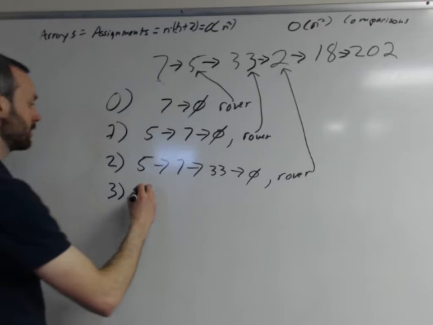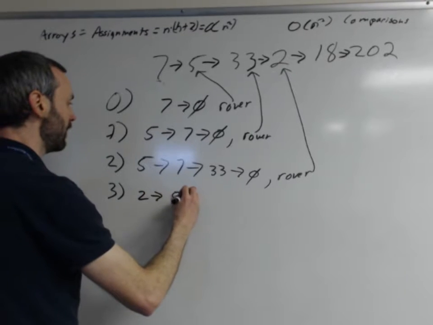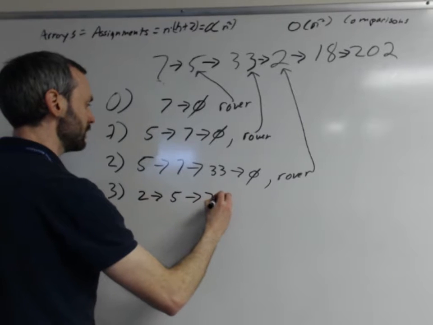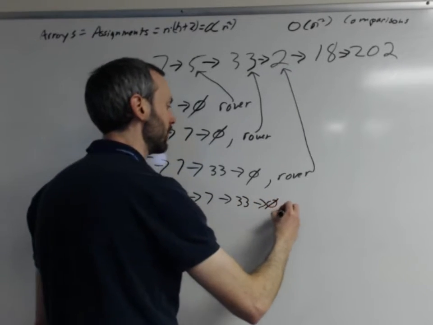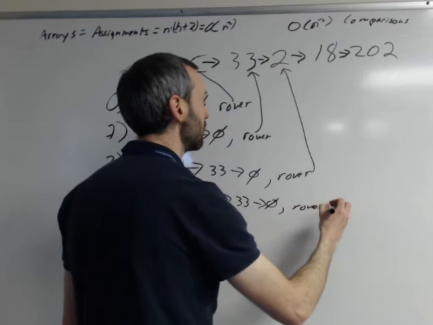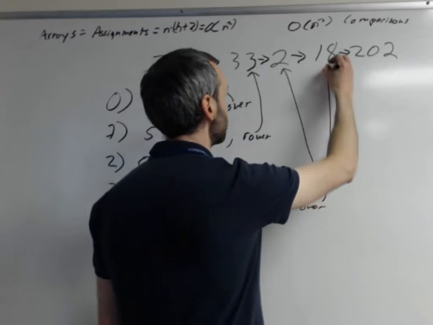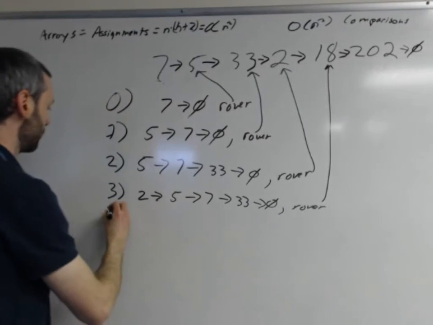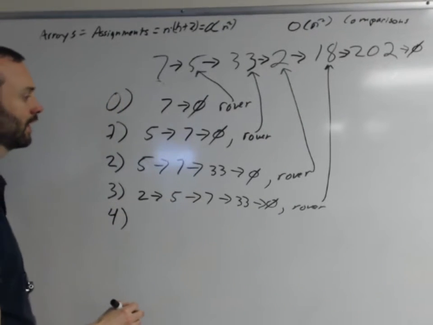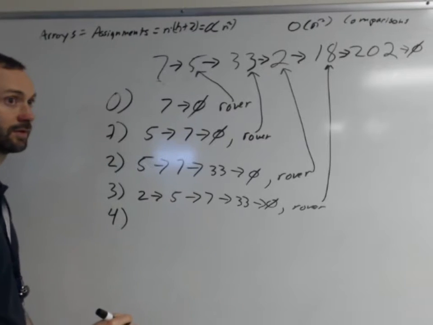Where's it going now? The head. All right, so we got 2, arrow 5, 7, 33, and then rover is what? 18. Let me put my little null at the end of here. All right, 4. So we have 18. Where's that going?